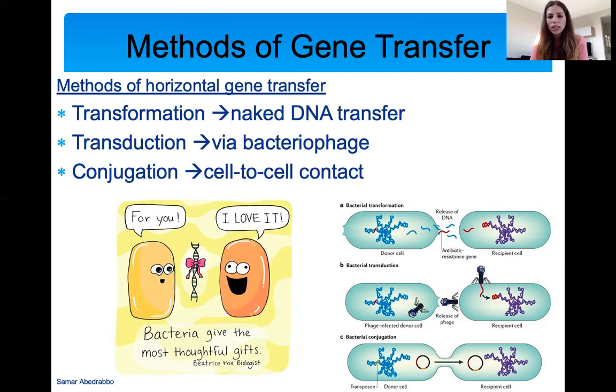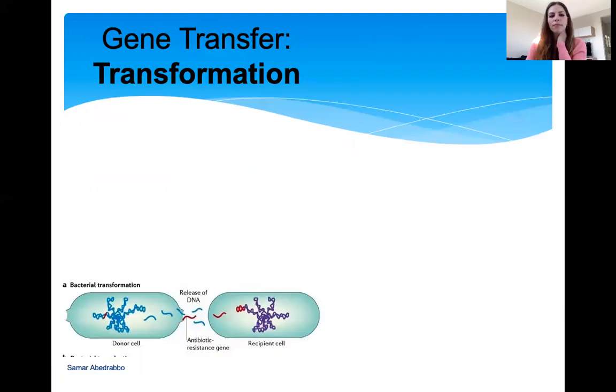And conjugation is when bacteria can contact each other through pili, we will talk about that, and transfer genes between each other. So these are the 3 different ways that you can get gene transfer: transformation, transduction, or conjugation. So let's focus on transformation.